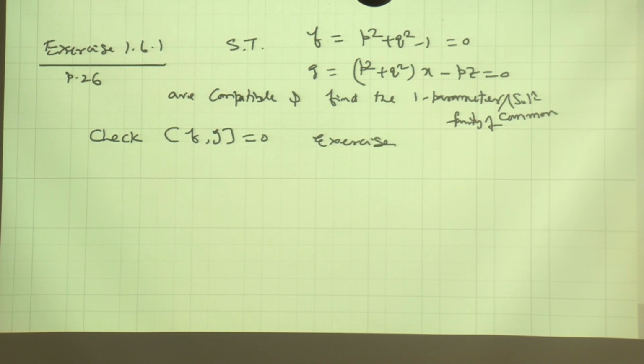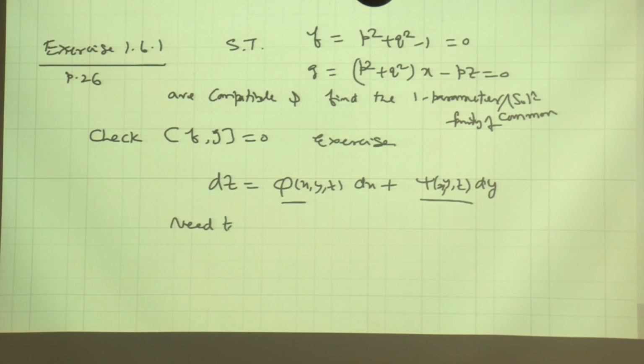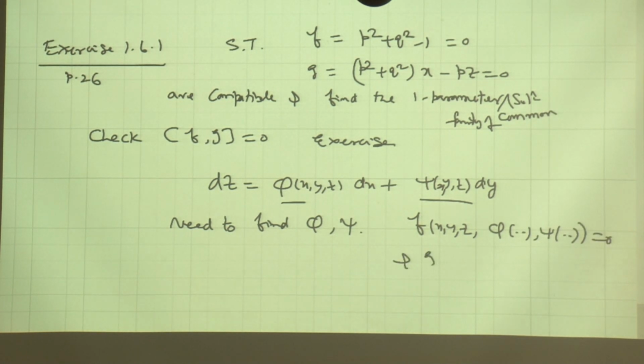That's an if and only if condition, no? So check. But I want to find this one parameter family of common solutions. How is it coming? Through this Pfaffian. dz is equal to phi of xyz dx plus psi of xyz dy. So I need to get phi and psi. But what are these phi and psi? They satisfy this relation f of x, y, z, phi, psi equal to 0 and g of the same thing equal to 0. So we need to solve.